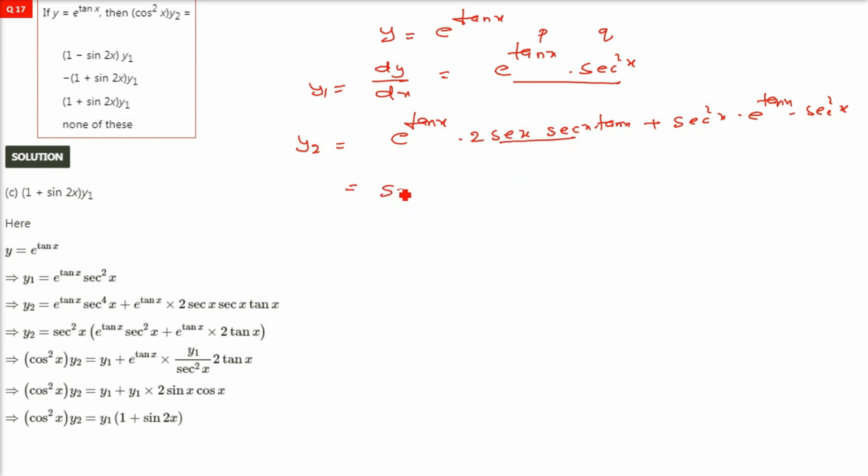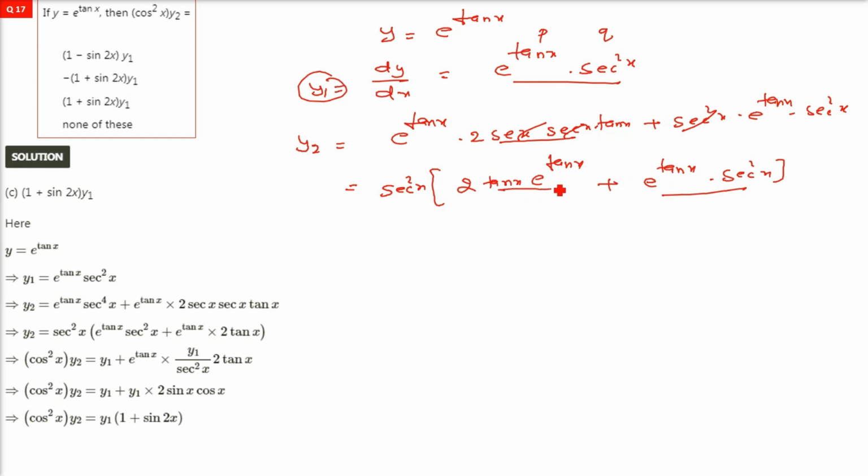Now this is sec square x. You can take the sec square x common from both the terms. What will be remaining? 2 tan x, e raised tan x, plus this will come outside: we have e tan x and sec square x. Now you might be tempted to ask why you are not taking e raised tan x outside? Because e raised tan x into sec square x is already y1.